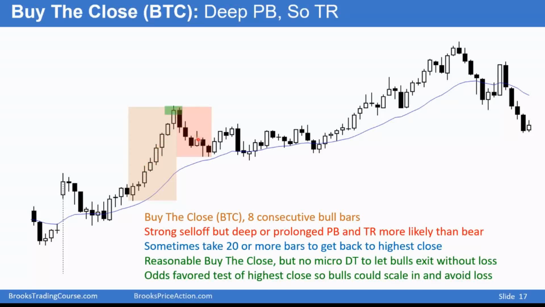The odds of this becoming a bear trend are small. 80% chance that if you buy that close and you buy more above a bull bar, either here, here, here, or here, you're going to avoid a loss and you'll probably make a profit. It should get back up to that close.